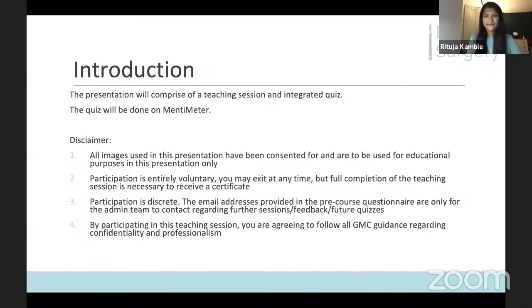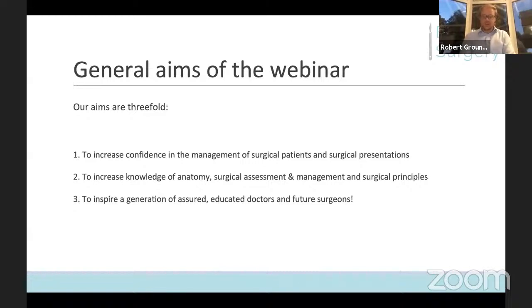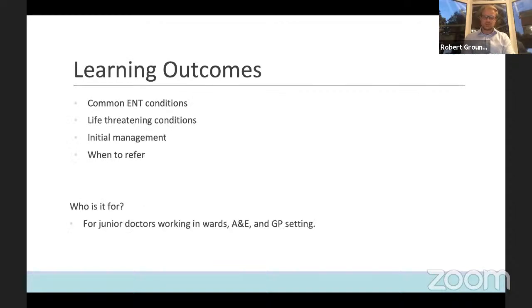So I think you've covered this already and talked about the use of Mentimeter, and we're just going to go through the aims. So thank you very much, Ratuja, it's very kind. I'm Rob Grounds, one of the ENT registrars, and just briefly what we're going to cover today, we're going to try and get a little bit more confidence in how to manage the acute surgical patient, and viewing this as though you were seeing them from the point of view of a GP, an A&E trainee, or somebody who's doing a ward job and just coming across these patients and these type of conditions.